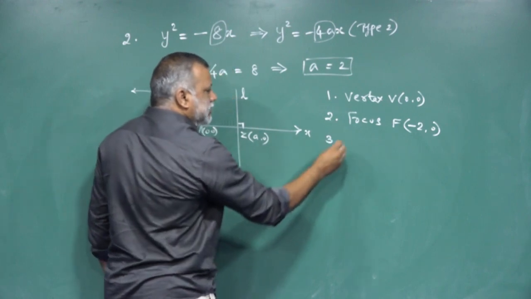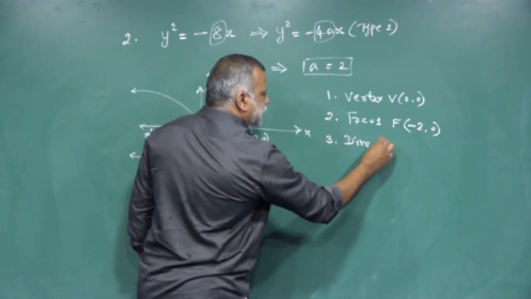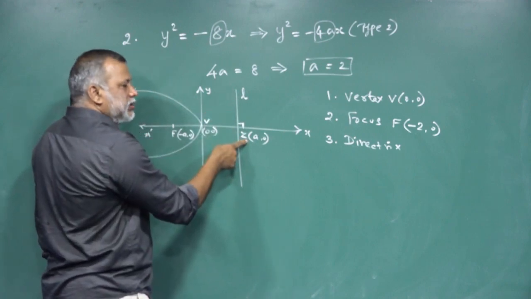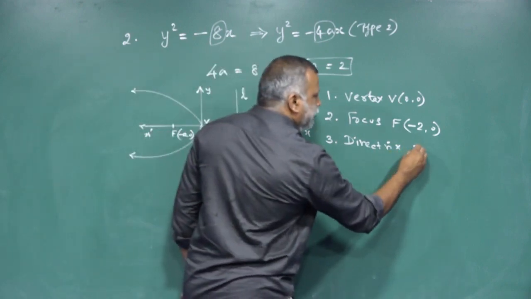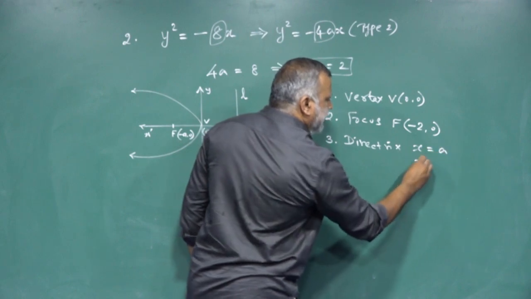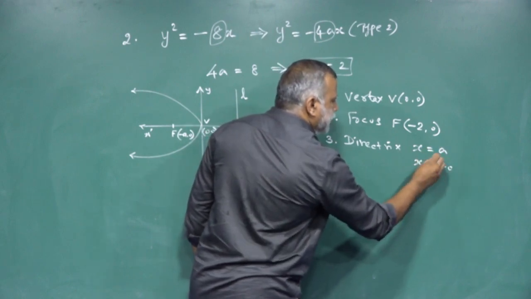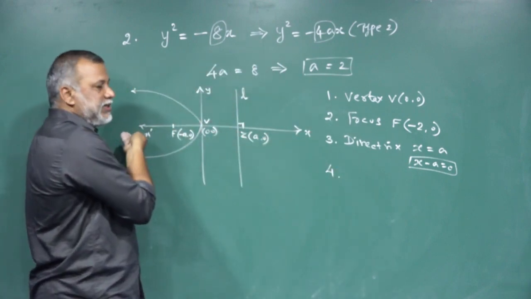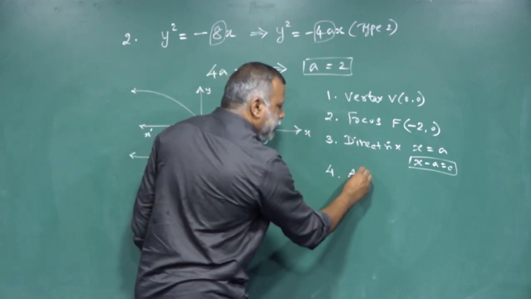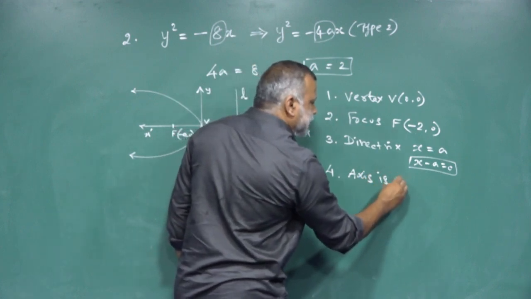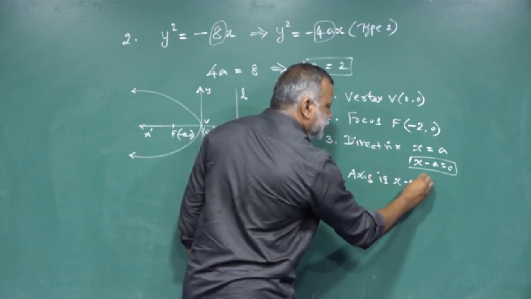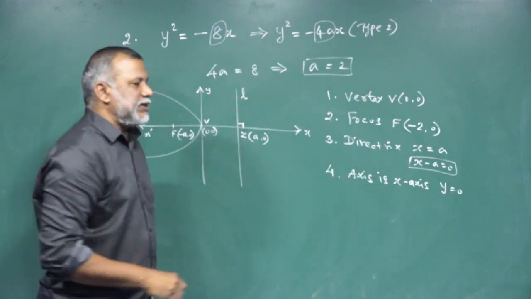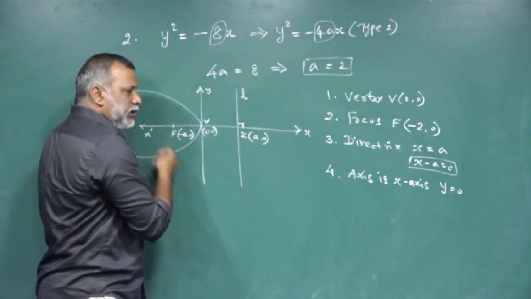Now the third one is directrix. See this line passing through the point x equal to a. So therefore this is called x equal to a, or we can write like this, x minus a. Both are same only. Number 4. Axis is x-axis. Its equation y equal to 0.